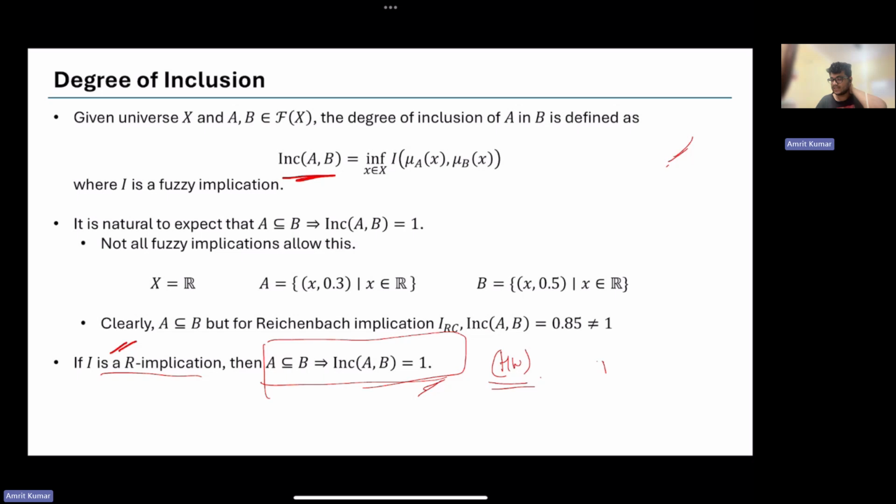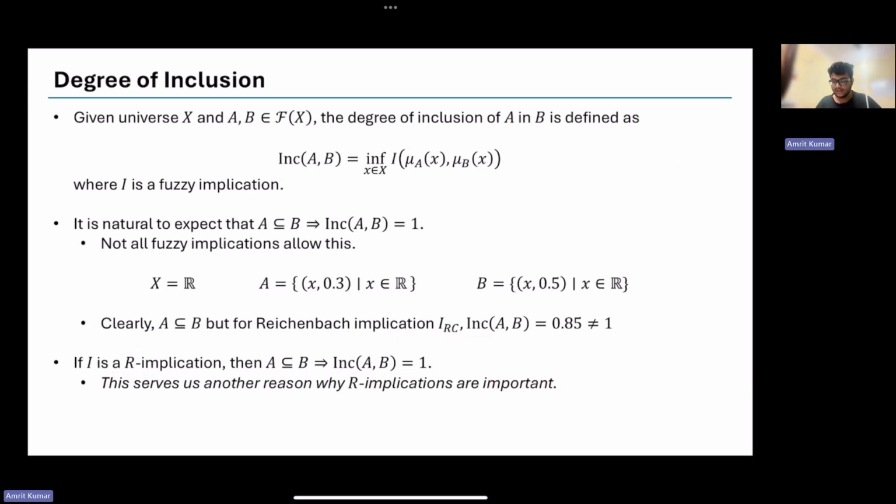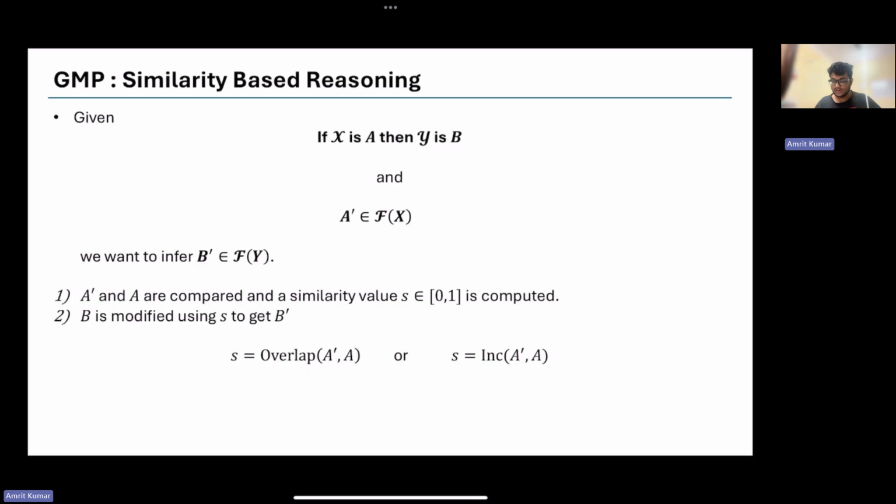All you got to remember is that if this is an R implication, then I of alpha comma beta is 1 if alpha is less than or equal to beta, right? This happens for any R implication. I think I have already discussed this. Using this fact, you can quickly prove this. So take this as homework, right? So yeah, this serves as another reason why R implications are important.